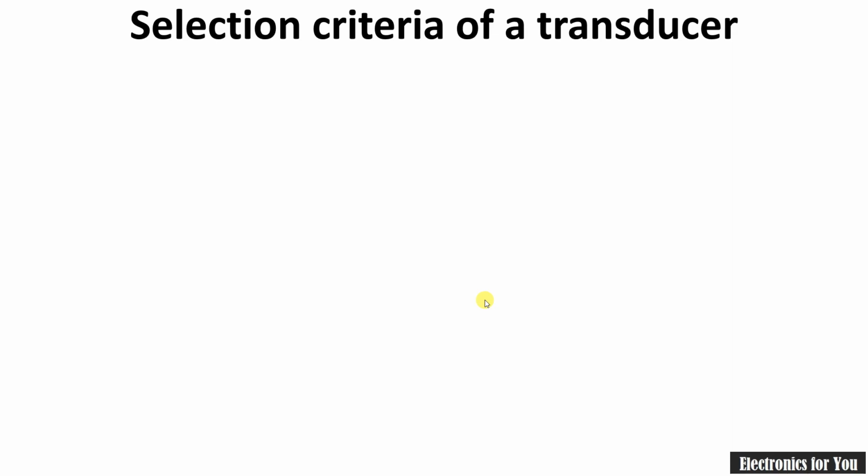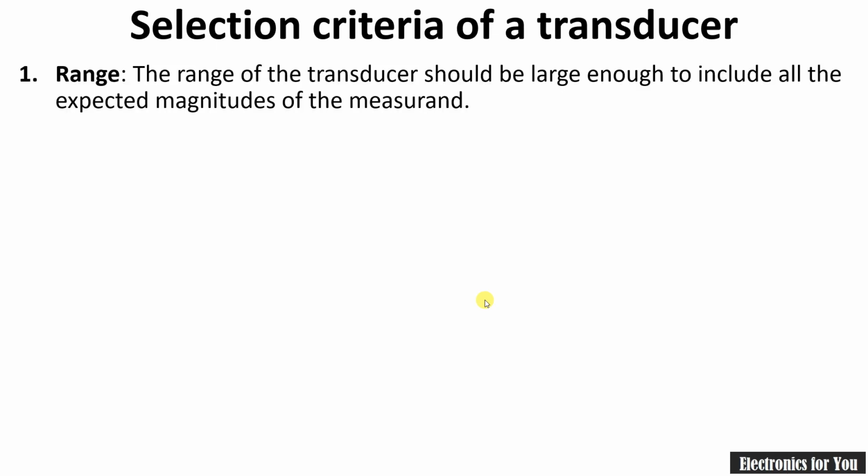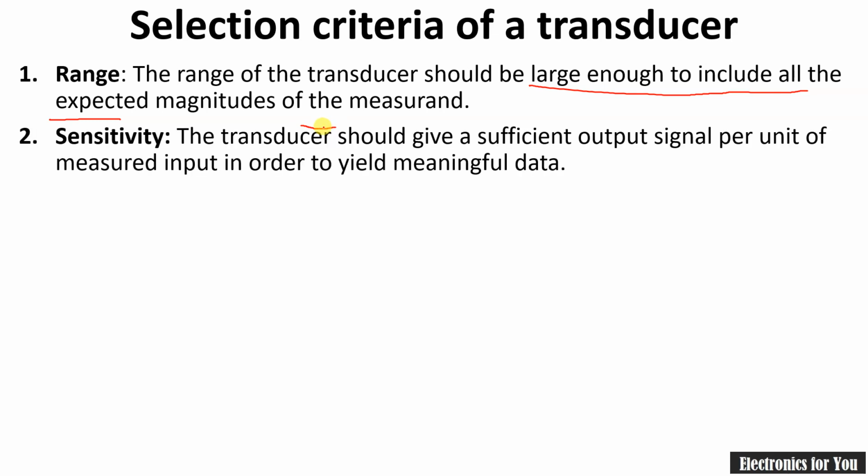So the first selection criterion, which is again very important, is the range. The range of a transducer should be large enough to include all the expected magnitudes of the measurand. So overall the range should be enough so that we can measure the quantity.